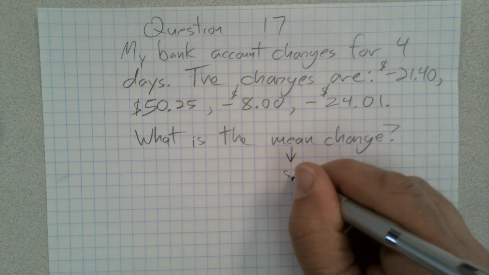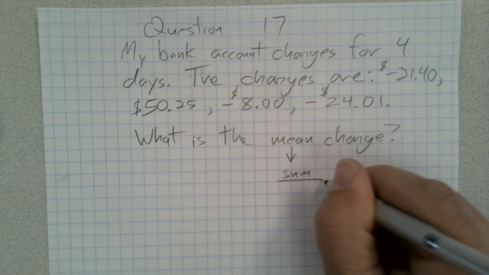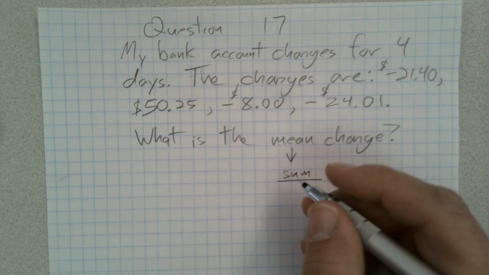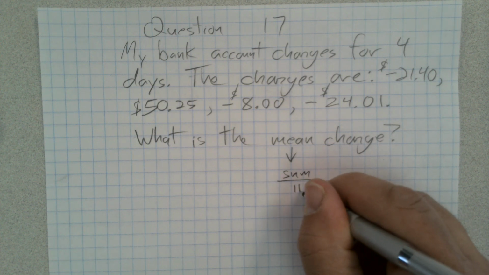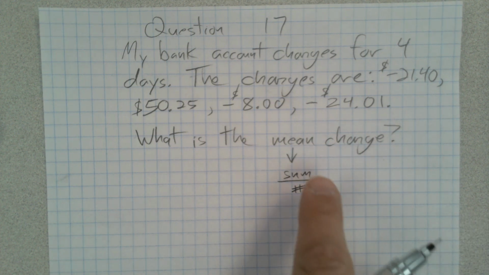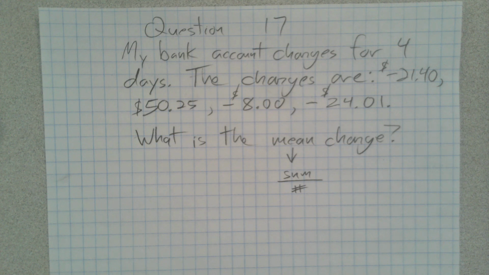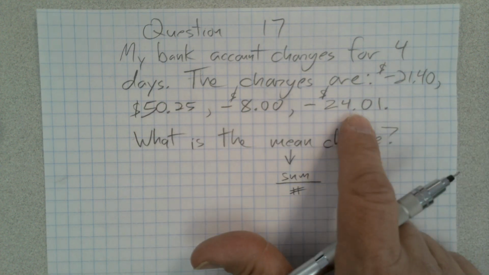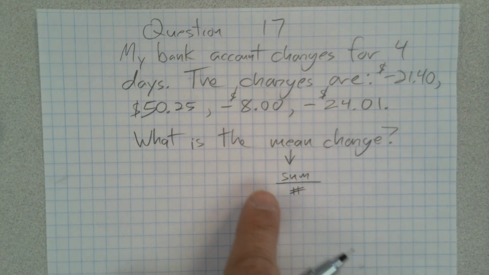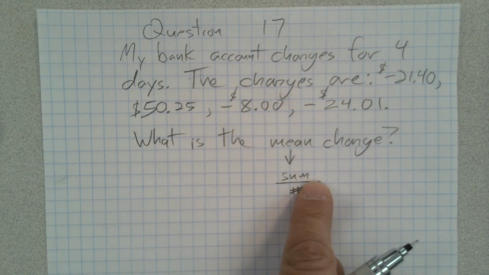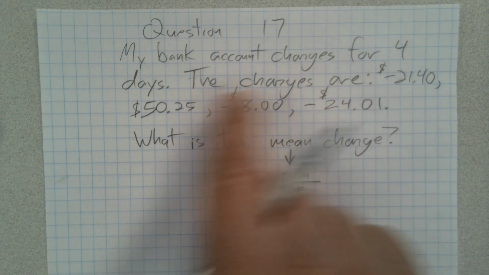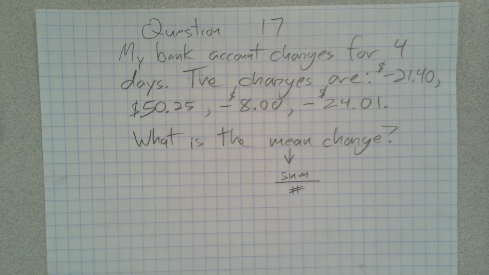So what you do is you find the sum, and you would divide the sum of all of your numbers by how many numbers you have that you added together. So you find the sum divided by how many numbers. Well, it's changing for 4 days. I have 1, 2, 3, 4 numbers here. So I need to add my 4 numbers to find the sum, and I'm going to divide by 4 because I have 1, 2, 3, 4 numbers for the 4 days.